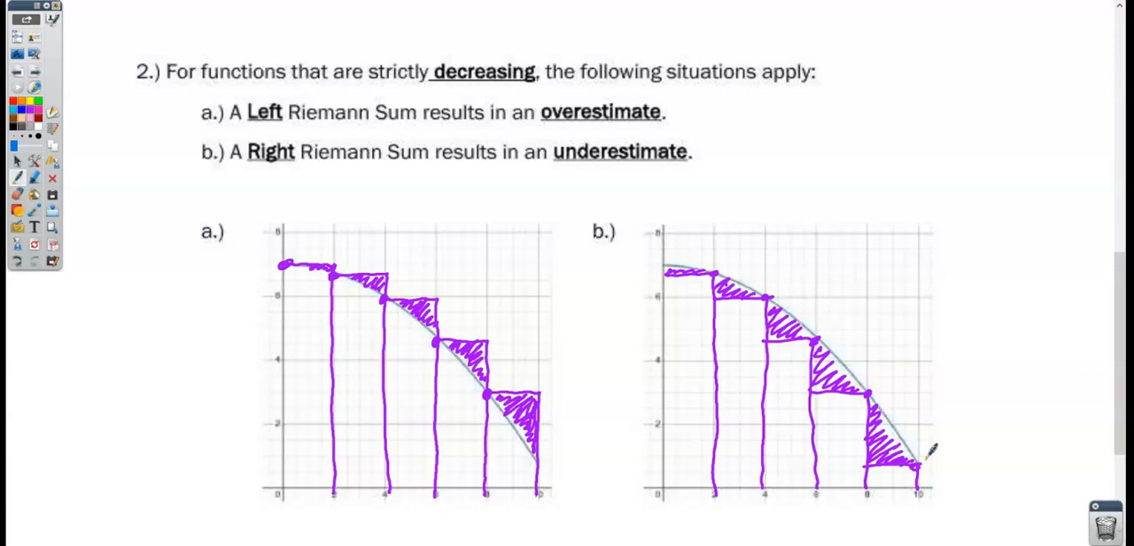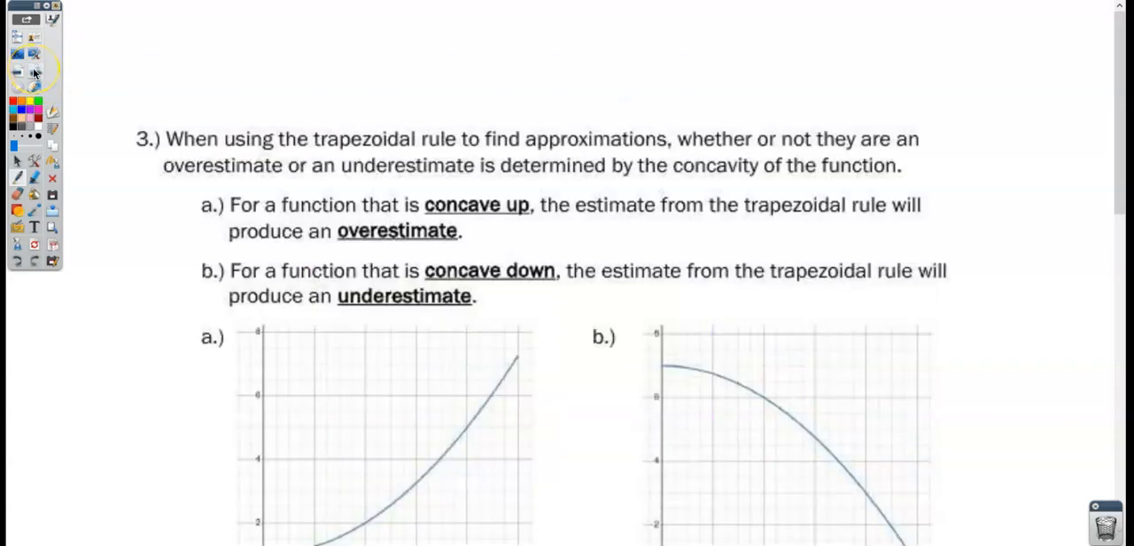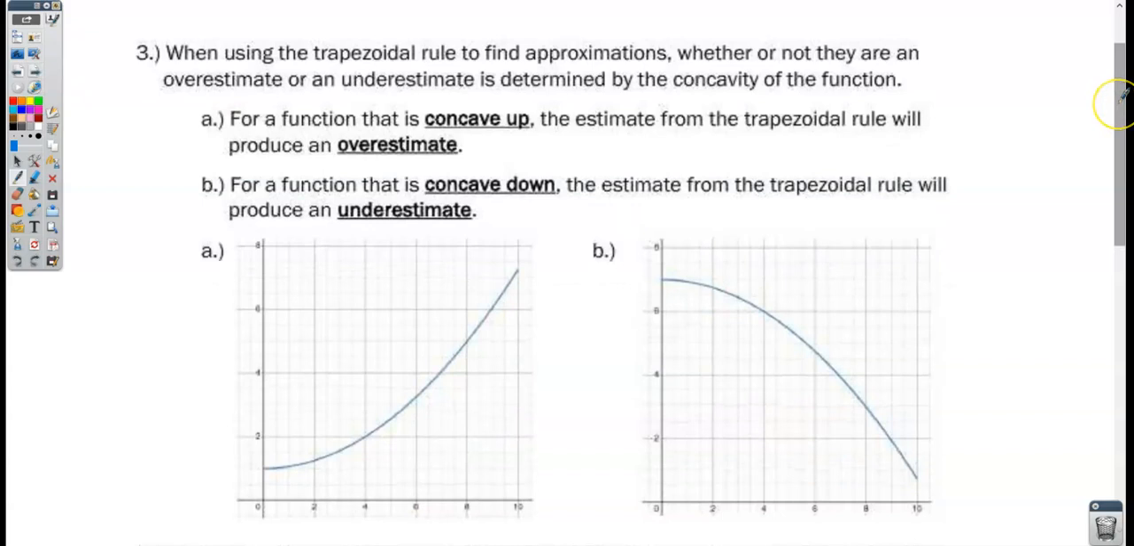All right, another scenario where you can tell a good deal about whether the estimate is an overestimate or an underestimate deals with using the trapezoidal rule to find approximations, only this time it doesn't have to do with whether the function is increasing or decreasing, but it has to do with the concavity of the function. If I have a function that's concave up, the trapezoidal rule will produce an overestimate. And if I have a function that's concave down, the trapezoidal rule will produce an underestimate.